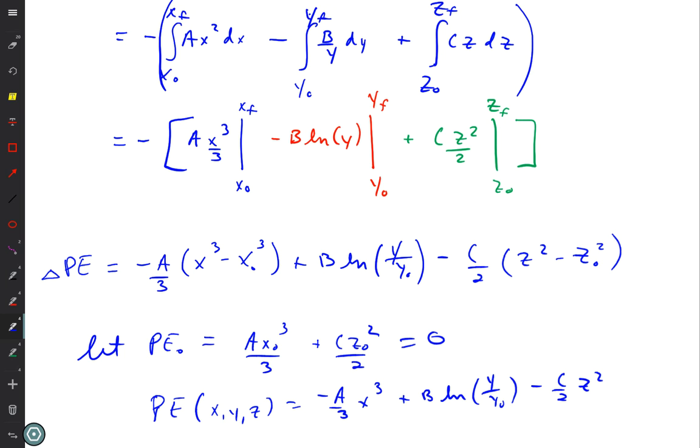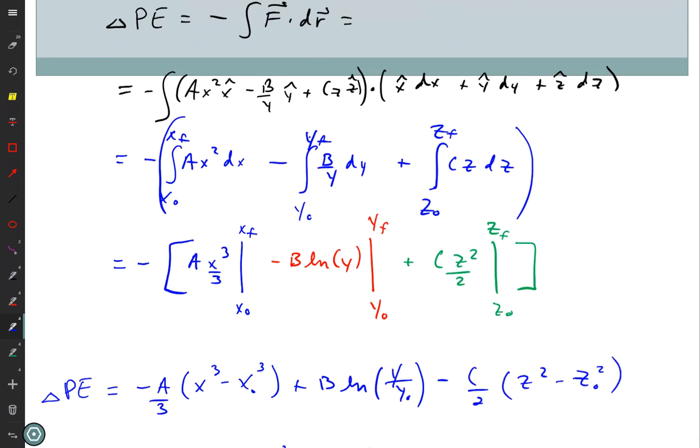So there's our process of going from a force function to the potential energy. Confident you can do that? No? Okay, let's review the steps then.